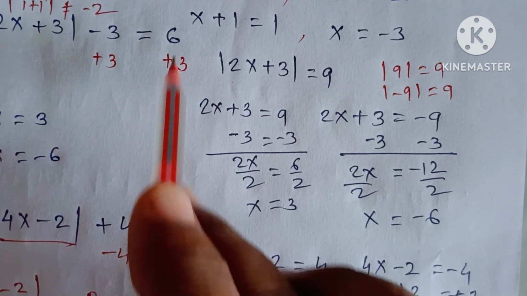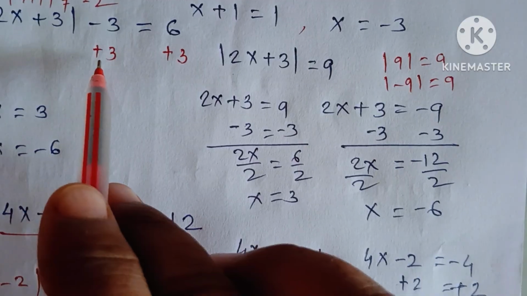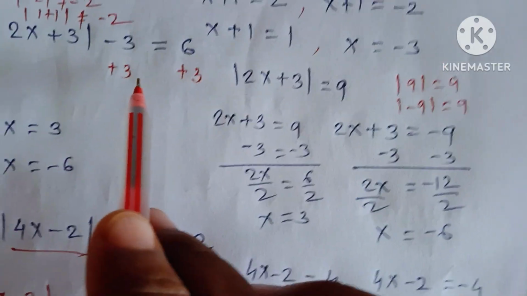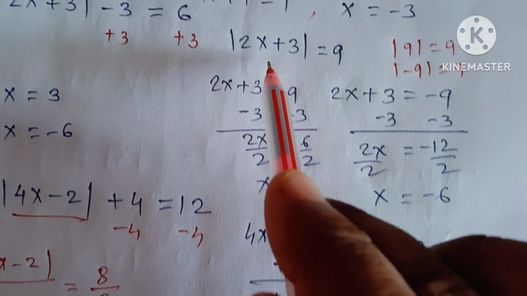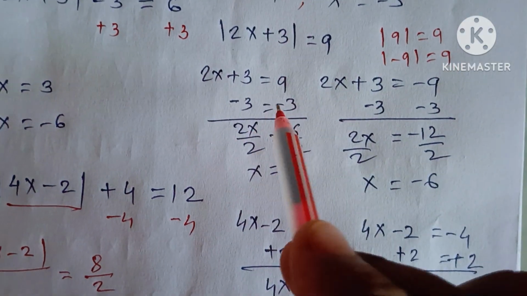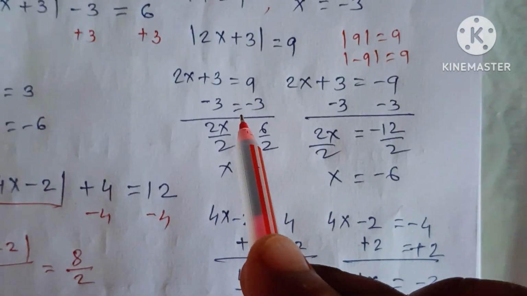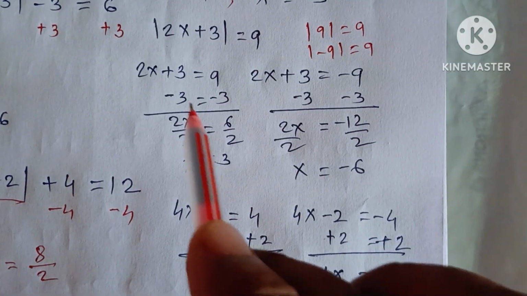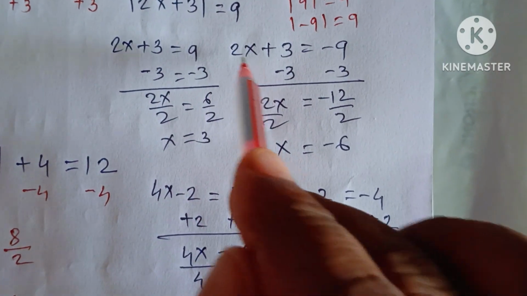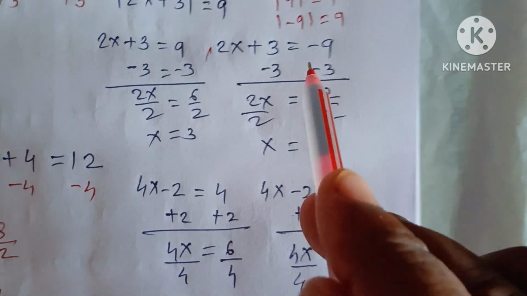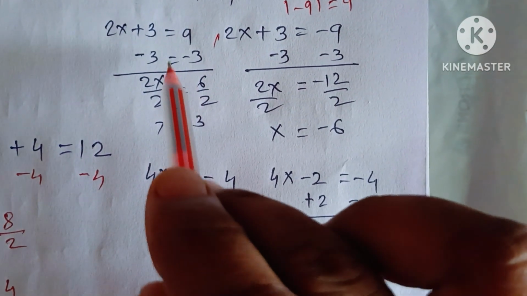Absolute value of 2x plus 3 is equal to -3 is equal to 6. So we will add 3 to both sides, and we get the absolute value of 2x plus 3 is equal to 9. So we can write two equations for that: 2x plus 3 is equal to positive 9, and 2x plus 3 is equal to -9.